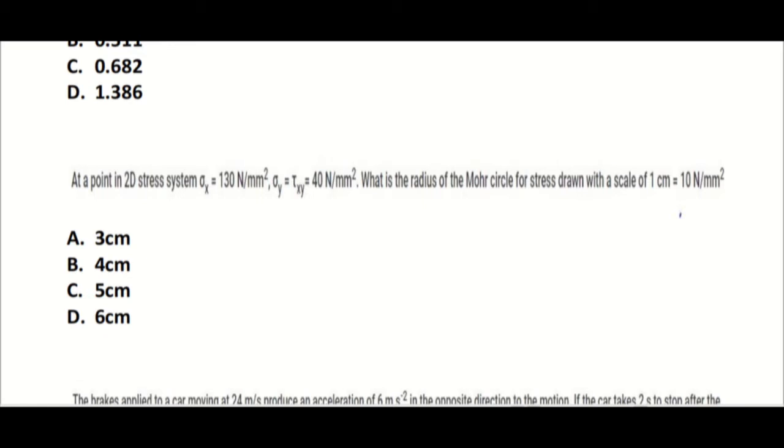Next question. At a point in a 2D stress system, sigma x is equal to 130 Newton per millimeter square, sigma y is equal to 40 Newton per millimeter square, and tau xy is equal to 40 Newton per millimeter square. What is the radius of the Mohr circle for the stress problem with a scale of 1 centimeter equal to 10 Newton per millimeter square?